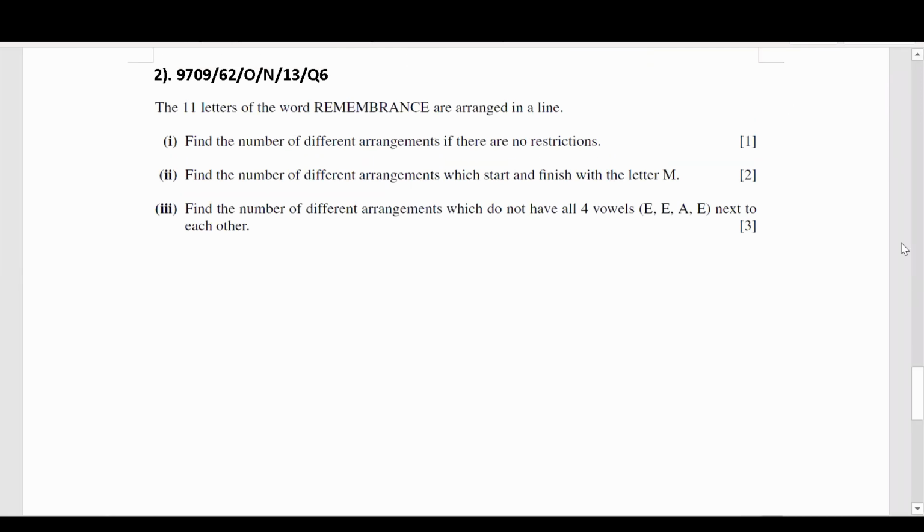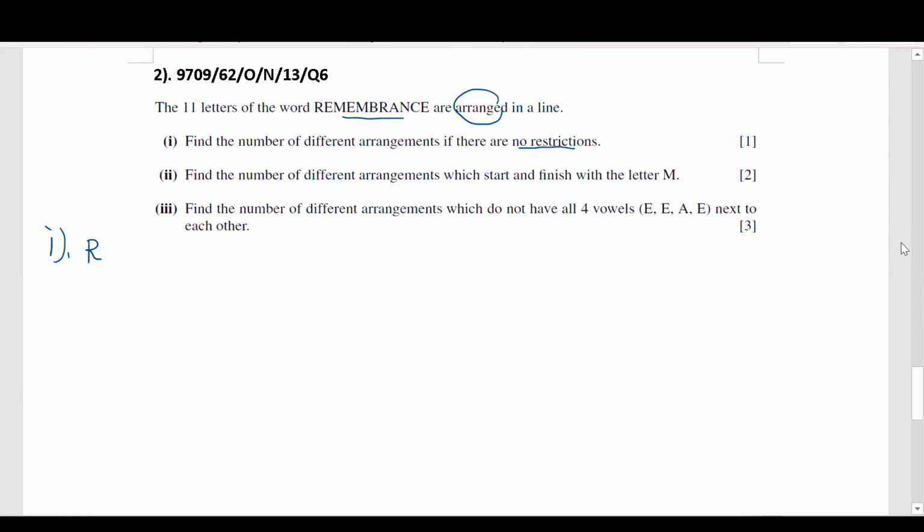So for question 2, the 11 letters of the word REMEMBRANCE are arranged in a line. All right, so the keyword, they are being arranged. Now, part 1, find the number of different arrangements if there are no restrictions. So that means we are going to arrange n objects, right? So for the working of part 1, we will try to write down the letters like this.